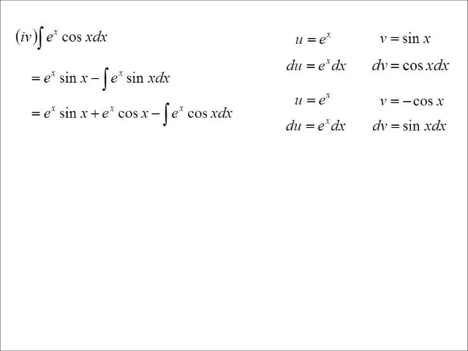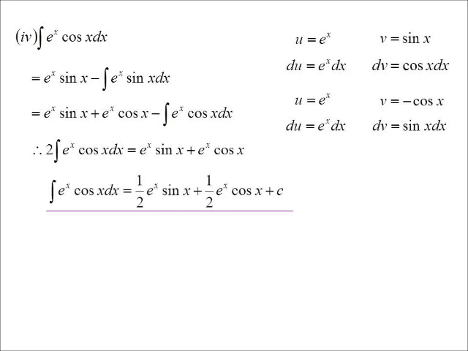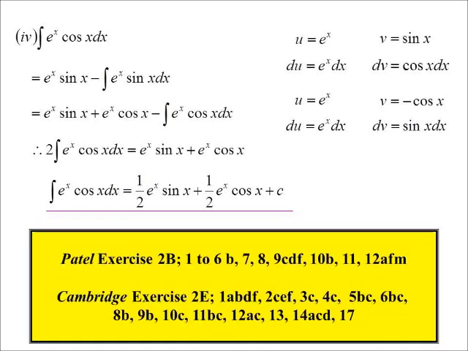So I'm saying the first bit equals the third line. I'll move the integral of e to the x cos x to the other side, and I've got two lots of the integral of e to the x cos x. So divide by 2, and I should really chuck in a plus a constant there because we know we need our plus constants. They're very important. Alright, so that is a technique known as integration by parts.